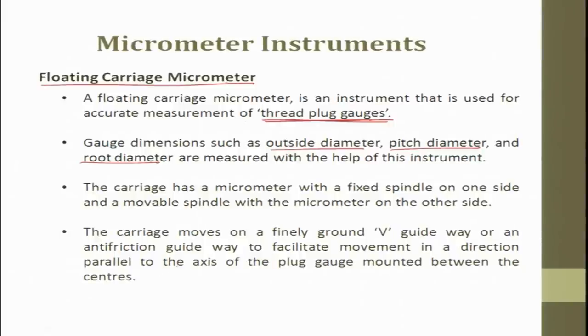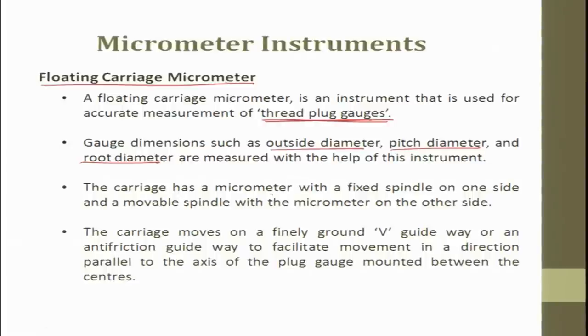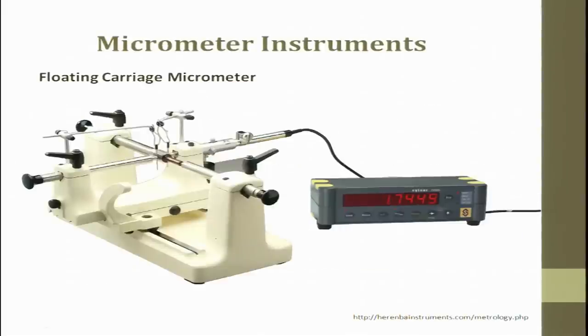Till now what we were measuring is only the length, depth, height, but now you see we are also trying to measure the thread. The carriage has a micrometer with a fixed spindle on one side and a moving spindle of micrometer on the other side. This is a floating carriage micrometer.